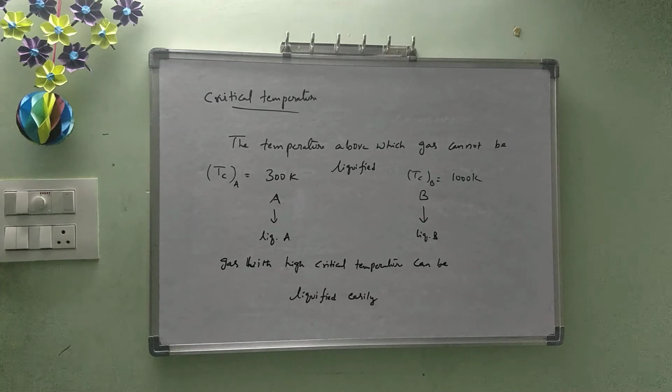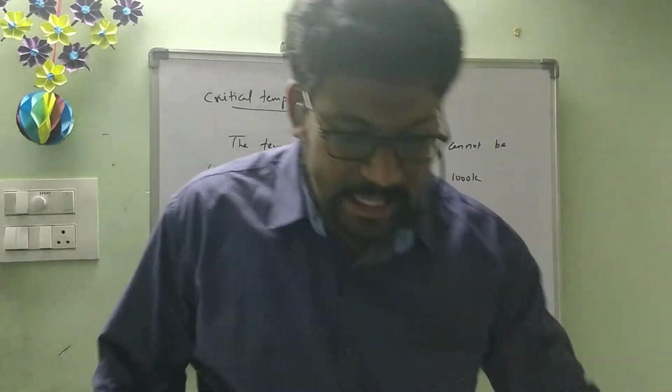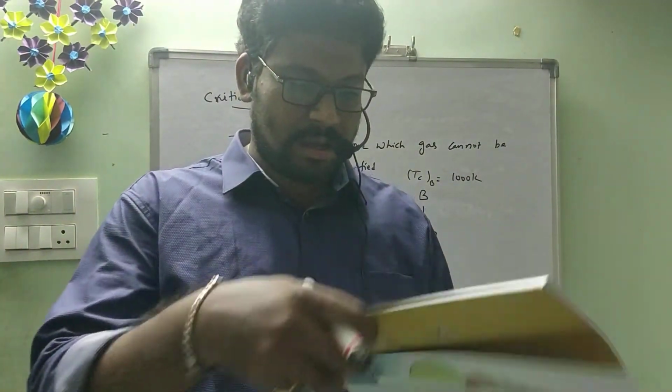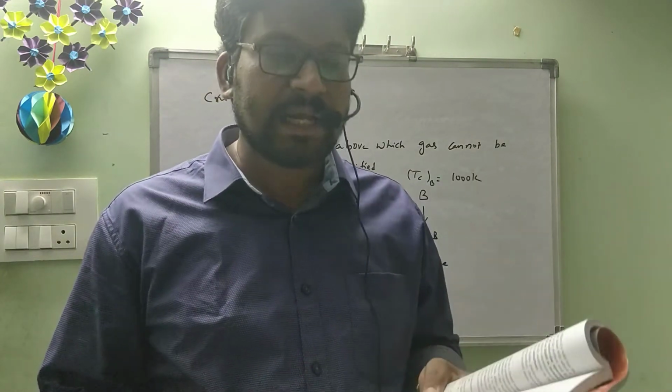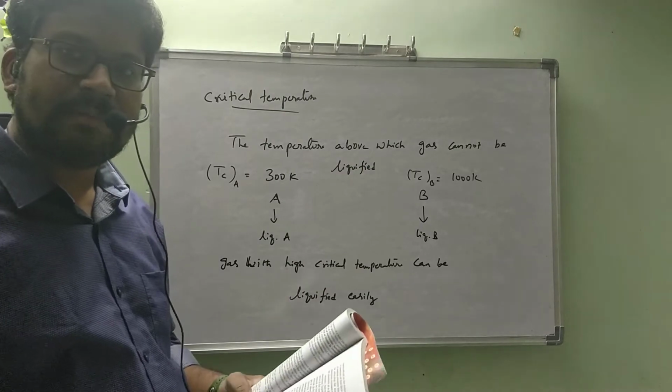I gave two examples, gas A and gas B. Gas A has lower critical temperature when compared to gas B. Out of these two, which can be liquefied easily? Gas B, because gas with high critical temperature can be liquefied easily. Now I will read the point. In general, easily liquefiable gases, in bracket they mentioned with higher critical temperature, can be liquefied easily.